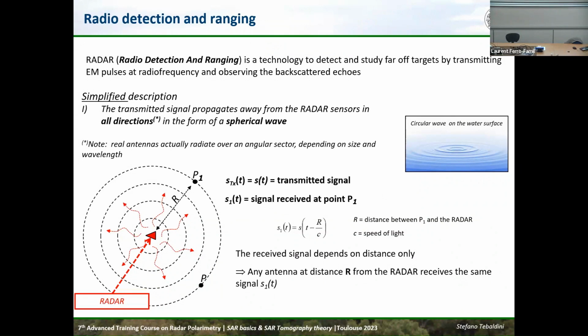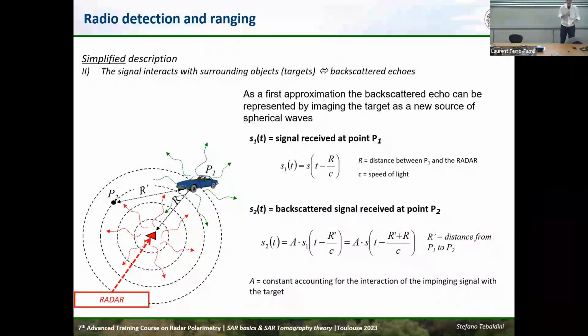Let's say point 1. We have just seen that we can express a wave as S, the waveform of t minus the distance over c. So if P1 is at a distance r from our radar, the wave as it is at P1 is S of t minus r over c. And this is it.